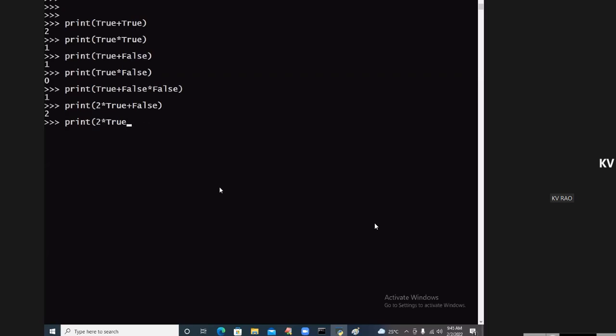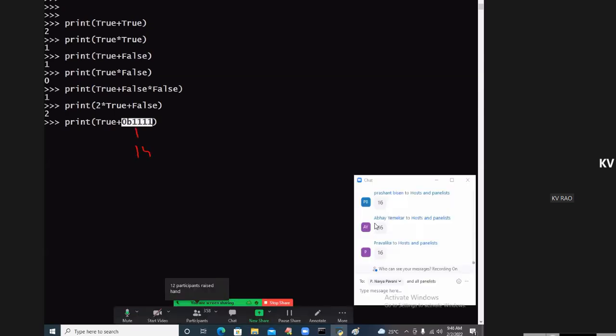Now I'm asking one question. See, my dear students. True plus 0b1111. What is the answer? Syntax error? Think about it, please. 0b is binary, so 0b1111 is 15. This is added with True, which is an integer value 1. The answer is 16. This is the value of 0b.